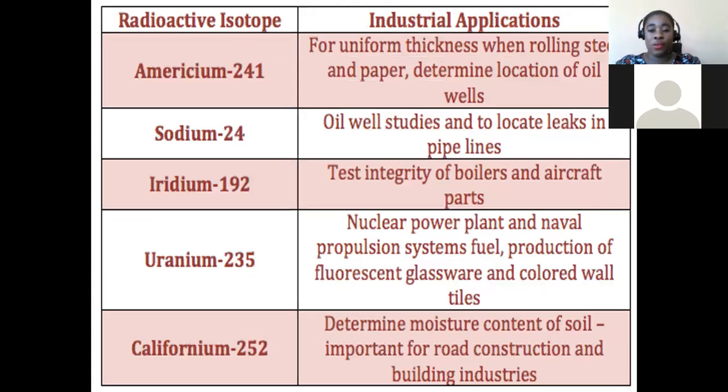All right, so you can do this list. Americium 241, what do we use it for? Test integrity of boilers and aircraft parts. That's for iridium 192, the top one, americium 241. Americium, for uniform thickness when rolling steel and paper, determine the location of oil wells.